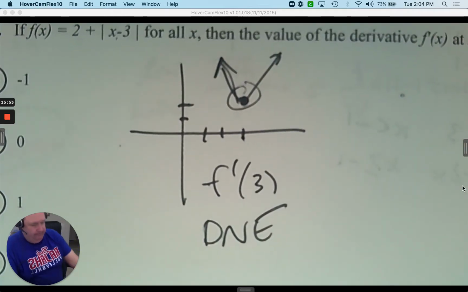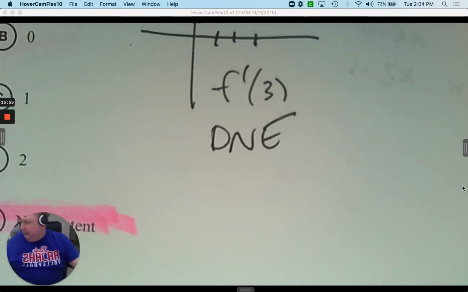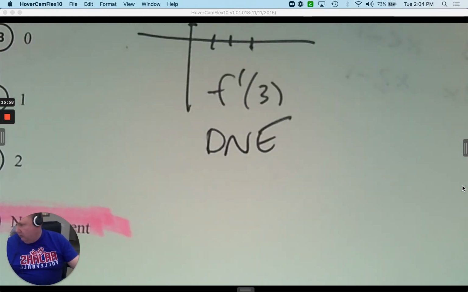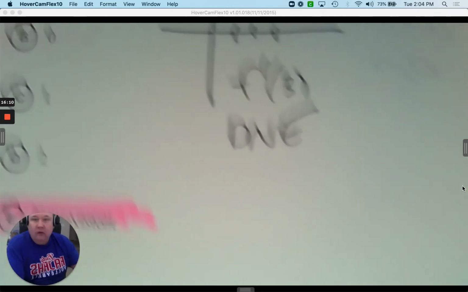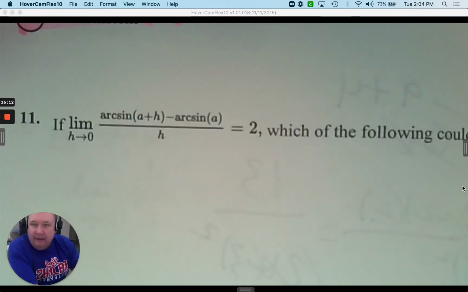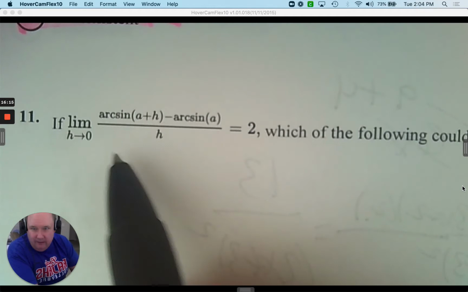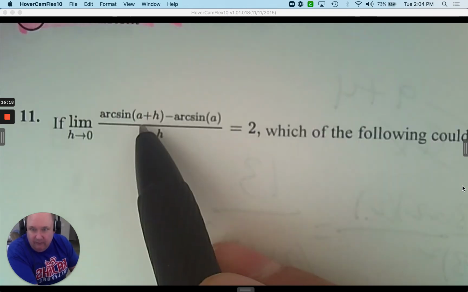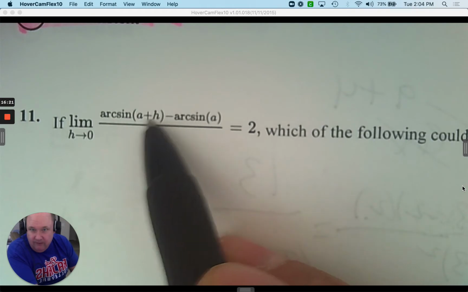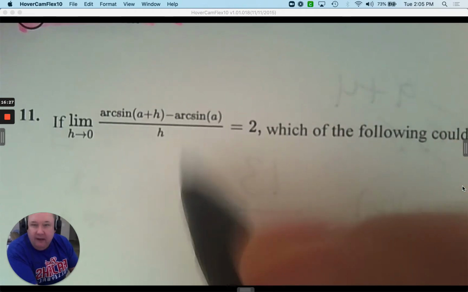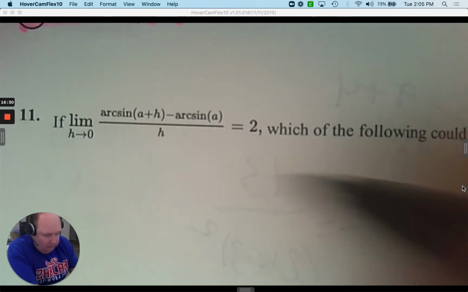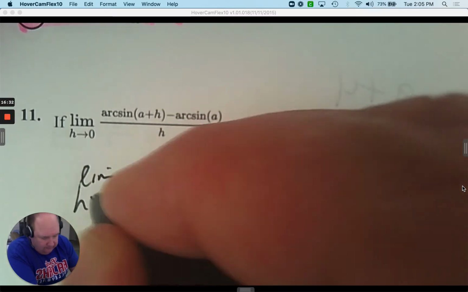Number 11. In number 11, you're given a limit question, and I want to evaluate the limit. If you evaluate by plugging in 0 for h, it will end up being indeterminate. So I'm first going to evaluate the left side and then make it equal to 2. I'm going to use L'Hopital's rule.